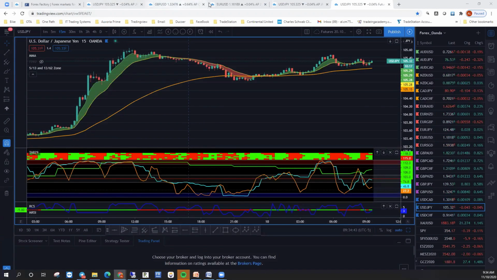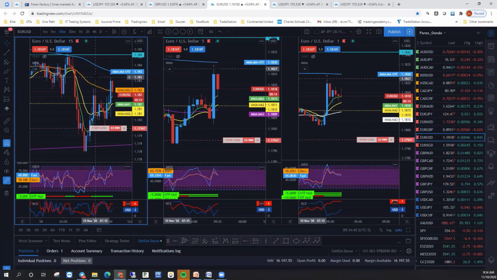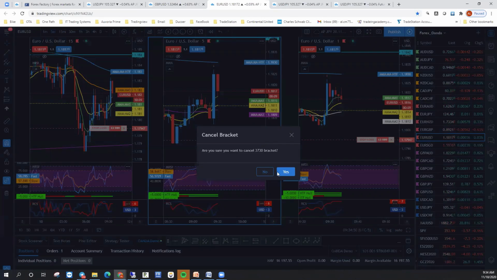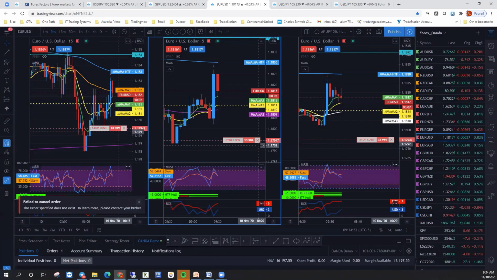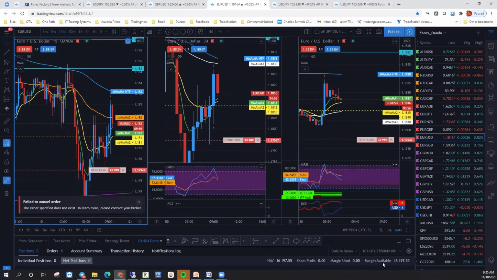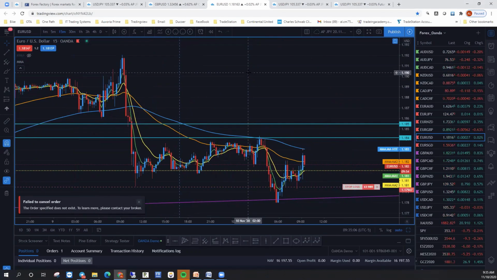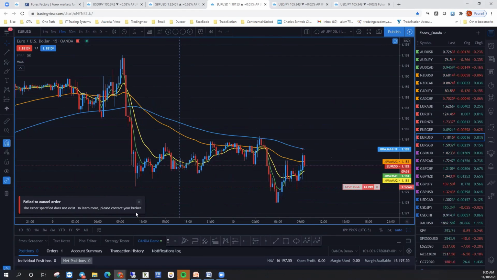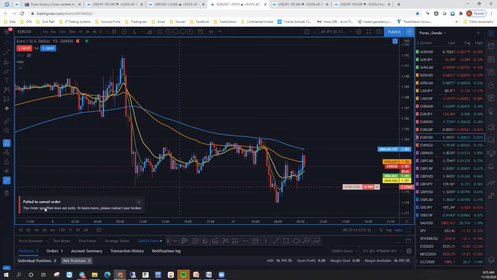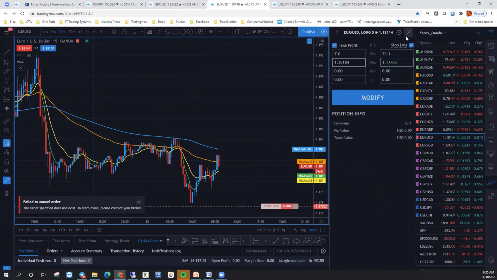Euro US. Close that out here. So we'll go to a 30-minute chart. I'm just going to take everything off of this. See what the harmonics have to say here. Oh, that's interesting. I didn't think it did either.